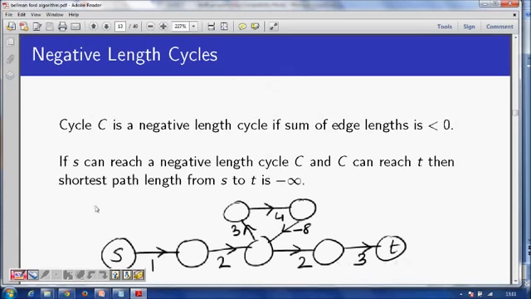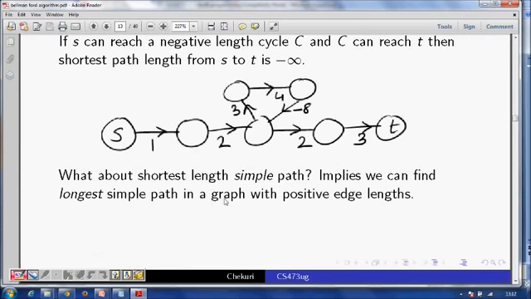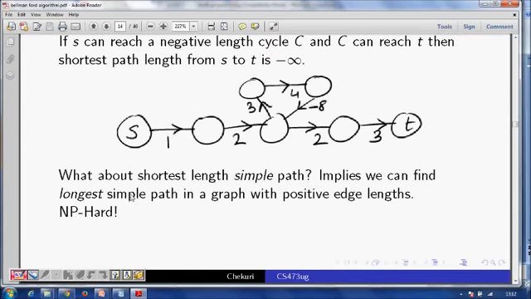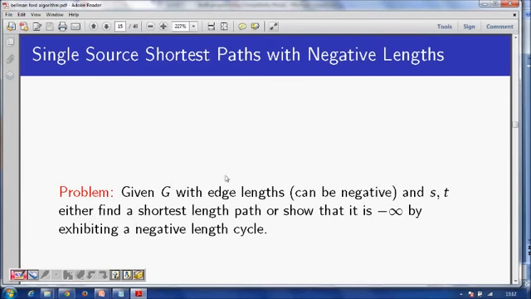So moving forward, if in any graph a source is there and some negative cycle is reachable, and then you can reach some node T, then minus infinity will be the shortest path. So now let's try to see single source shortest path with negative length.